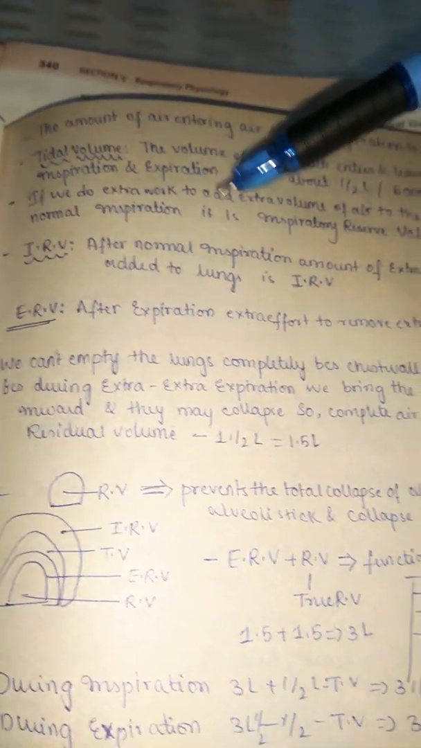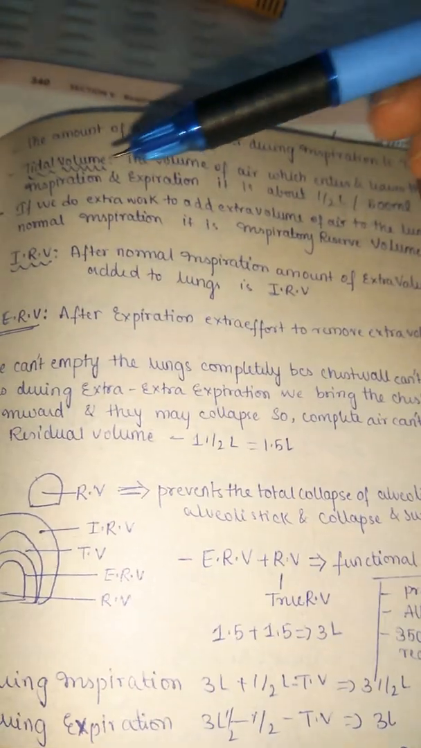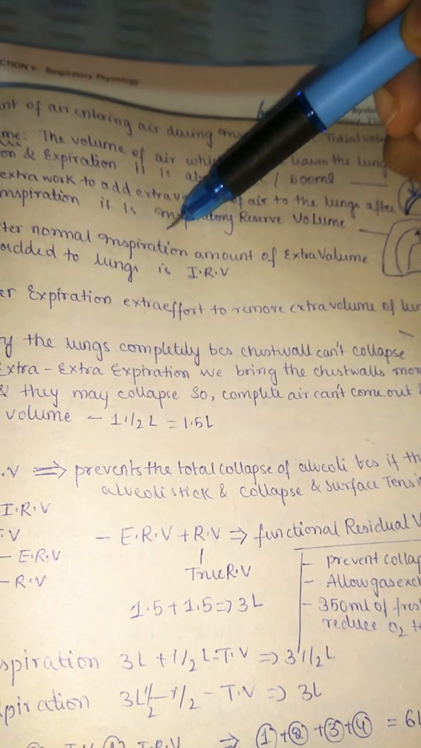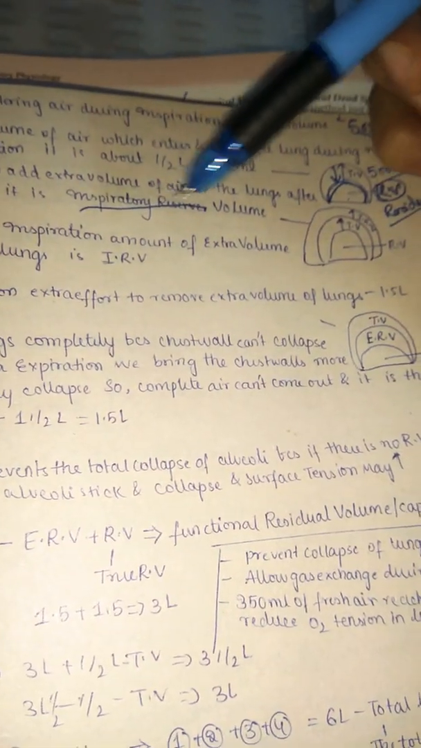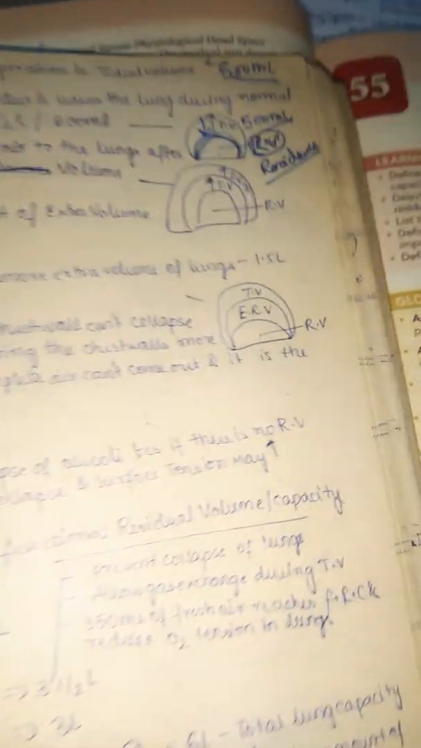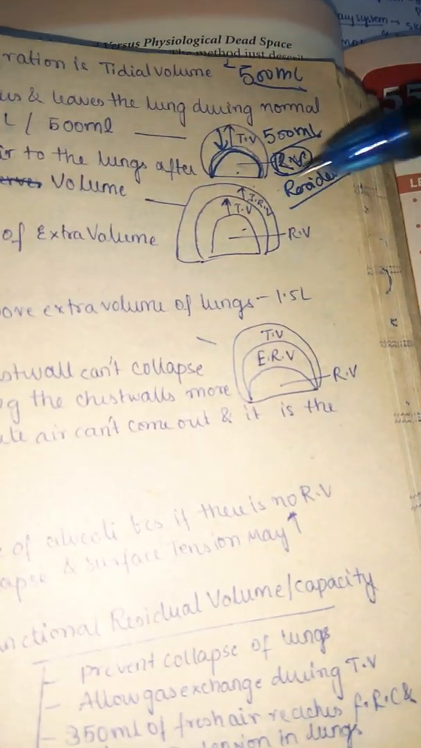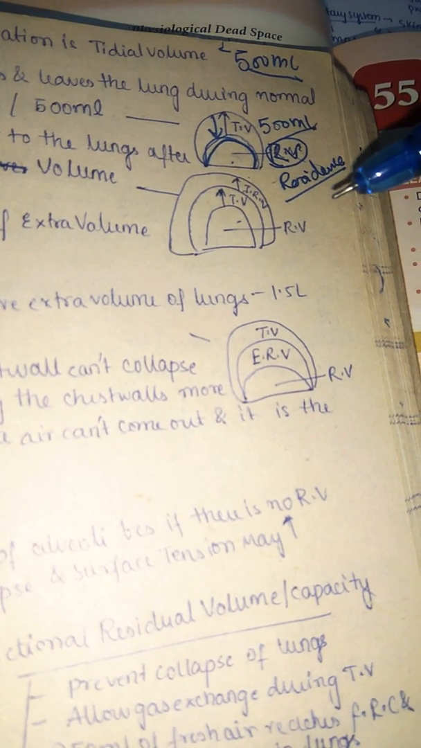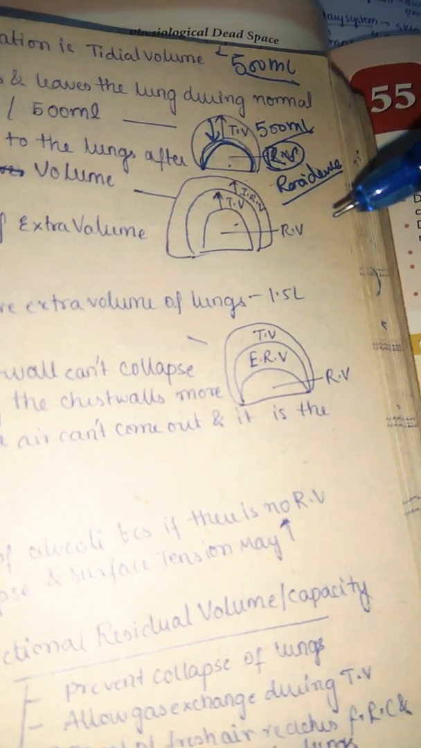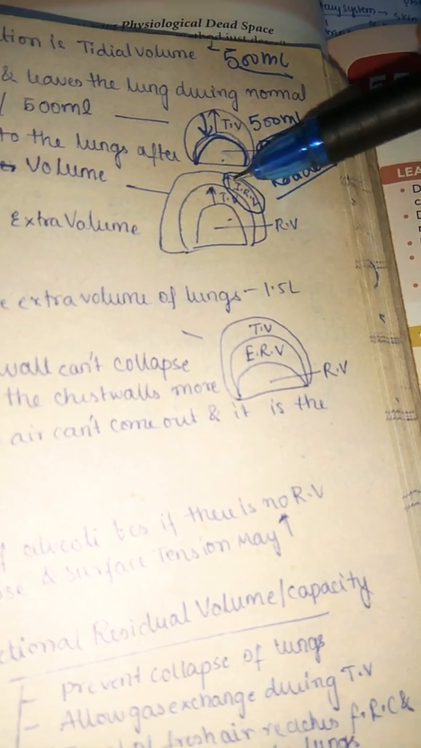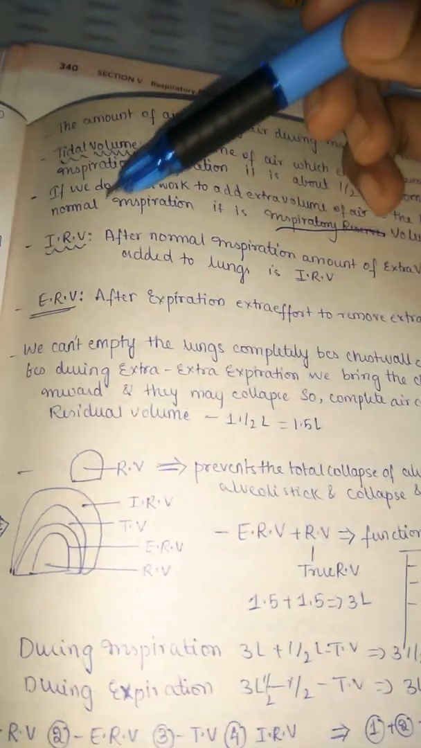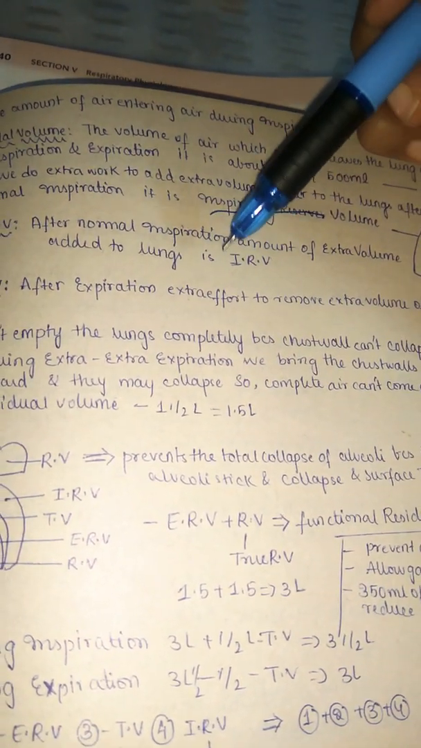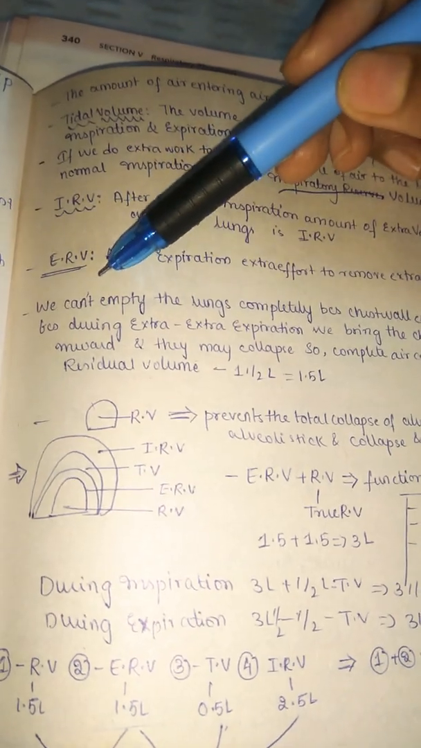So if we do extra work to add extra volume of air to the lungs after the normal inspiration, then it is called inspiratory reserve volume. Very easy to understand. As the name says, by inspiration you are adding. Normally at rest you are having tidal volume, but sometimes in exercise or other activities you need more, you will inspire more air, and that is called inspiratory reserve volume, that is extra than tidal volume. After the normal inspiration, the amount of extra volume added to the lungs is called inspiratory reserve volume. And we also have expiratory reserve volume.